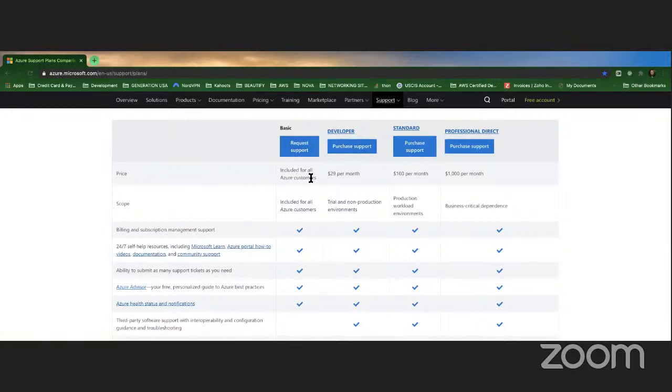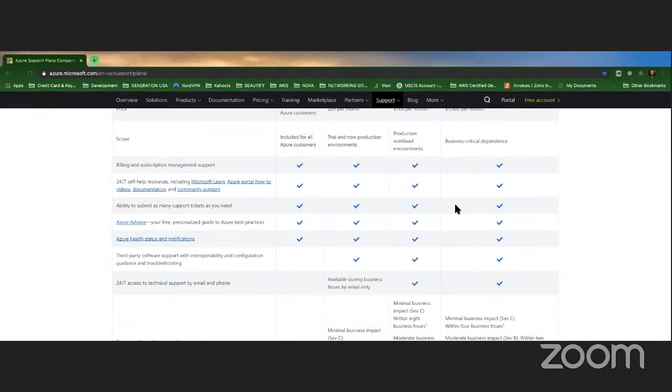So, included for all Azure customers, $29 a month for the developer, $100 a month for standard, and $1,000 a month for professional direct, right? So I believe that Premier is probably over $10,000, more or less, a month. This is for trial and non-production environments, production, and business-critical dependence. That's what we saw. All right.